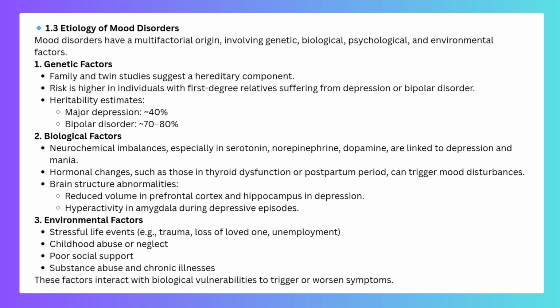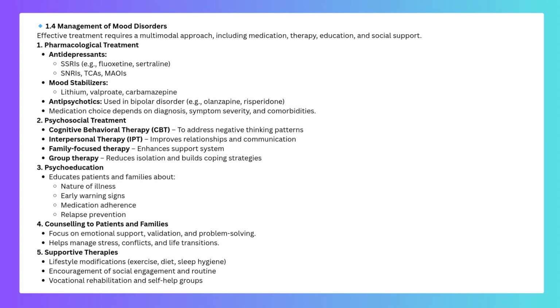3. Environmental factors. Stressful life events, e.g. trauma, loss of loved one, unemployment, childhood abuse or neglect, poor social support, substance abuse and chronic illnesses. These factors interact with biological vulnerabilities to trigger or worsen symptoms. 1.4 Management of mood disorders. Effective treatment requires a multimodal approach, including medication, therapy, education, and social support.